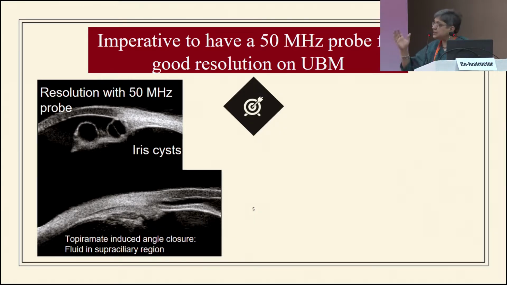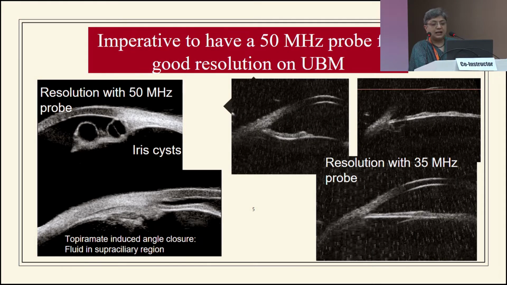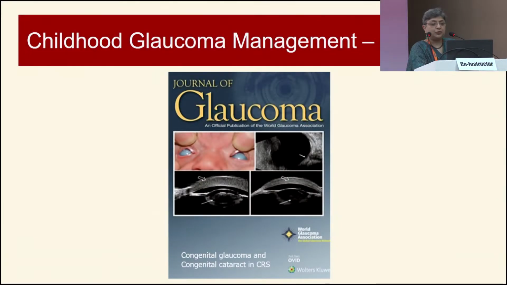Now, this is a resolution with a 50 megahertz. You can see the iris cyst, you can see in a young boy a topiramate-induced angle closure, and these are the resolution with a 35 megahertz probe. So when you're trying to really make a decision of anterior segment and make a decision of management, I think it's well worth investing in a 50 megahertz probe rather than a 35 megahertz. And I can tell you a lot of the machines have 35/50, so it's important to do it on a patient, see it, and ask the company to show 50 megahertz images before you buy it.